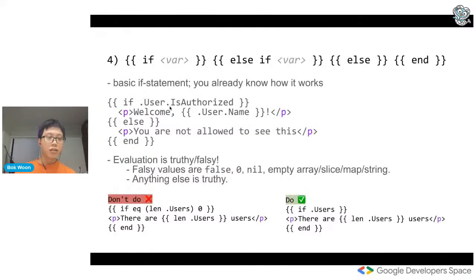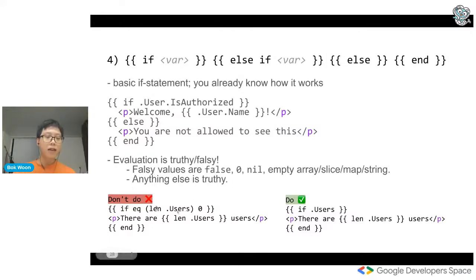Okay, so now you have this if, else, end. This is an if statement, which you should already know. So it looks something like if some variable, and then you print this, otherwise you print this. And evaluation is truthy and falsy. Okay, so the falsy values are false, 0, nil, and the empty array, slice, map, string. So if this variable is any of these, it's considered false, and everything else is considered true.